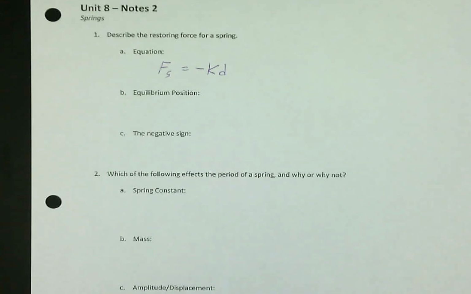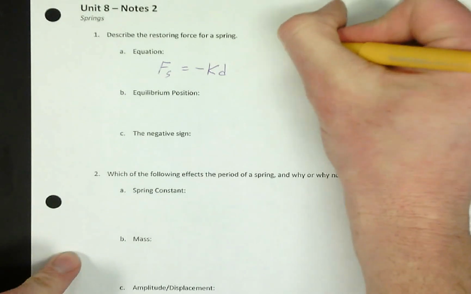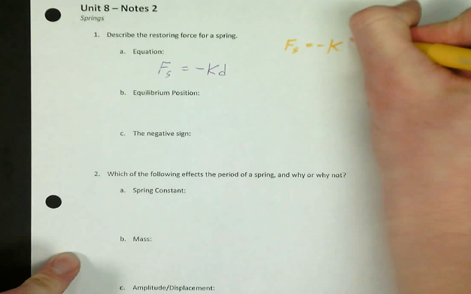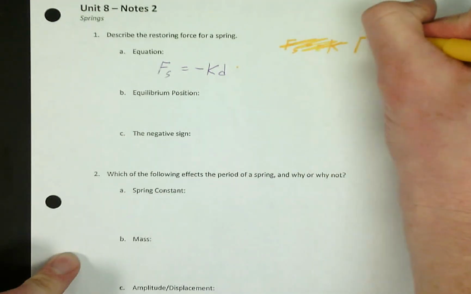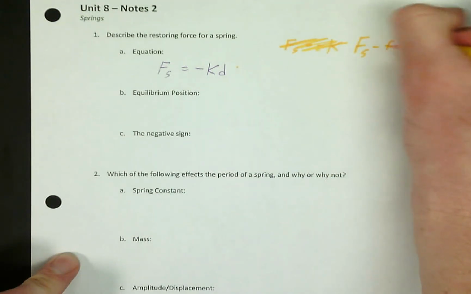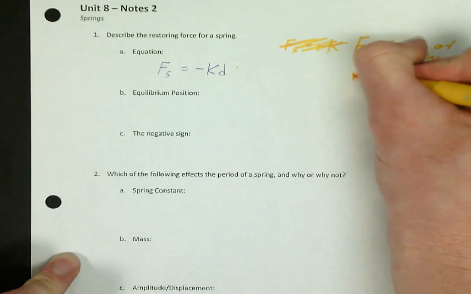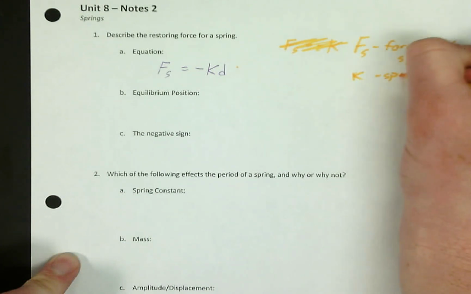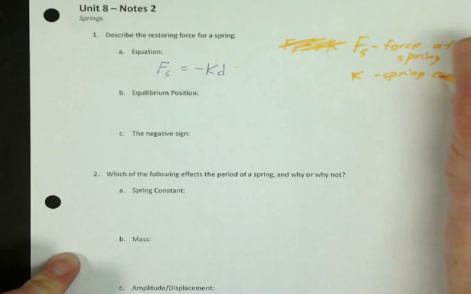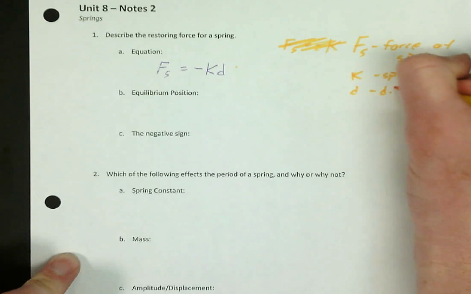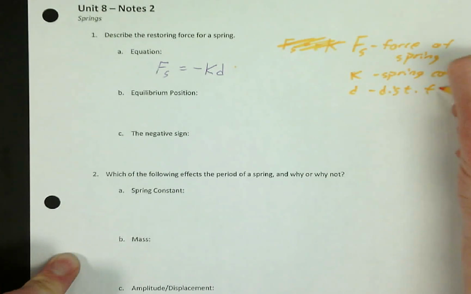So the equation for restoring force, Fs equals negative kd. And just as a reminder here, the force of the spring is equal to negative k times d. Fs is force of the spring, k is spring constant, and d is distance from equilibrium.